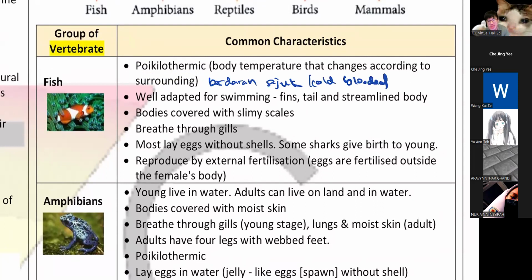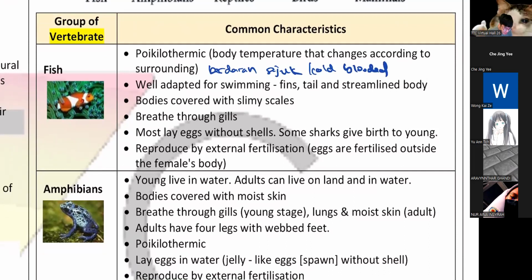Fish work the same way. You see, if the surrounding is 30 something degrees very hot, they also become hot. If the surrounding is really cold, like 15 degrees Celsius, they also become 15. They can change accordingly. We don't lah. Okay, we just maintain our body temperature.